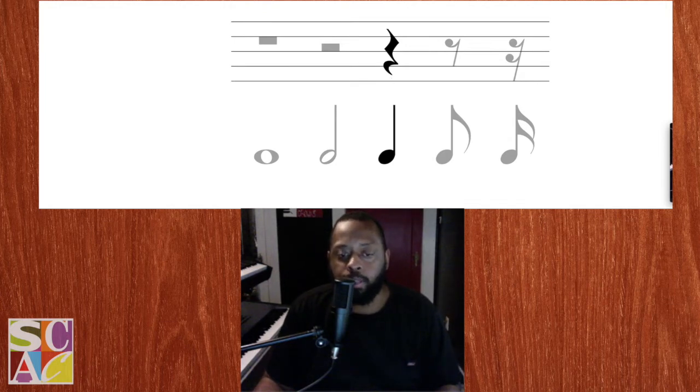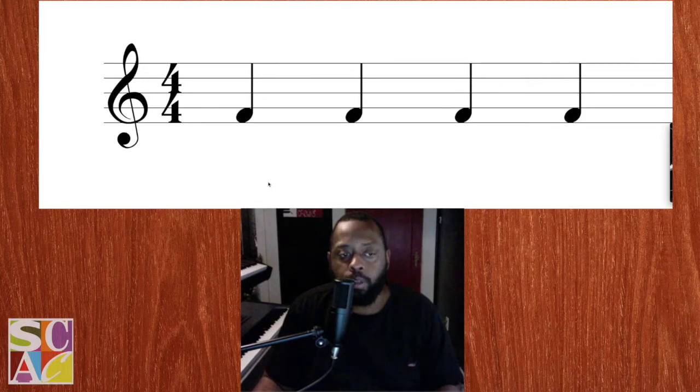So let's put it into context. Here we have a measure in 4/4 time, 4 representing the number of beats allowed in the measure, and the bottom number represents what note is going to get the beat. And in this case, the quarter note is going to get the beat. Now, if we were to play this on the piano, and we know that this note is an F, we would play F, F, F, F. 1, 2, 3, 4.